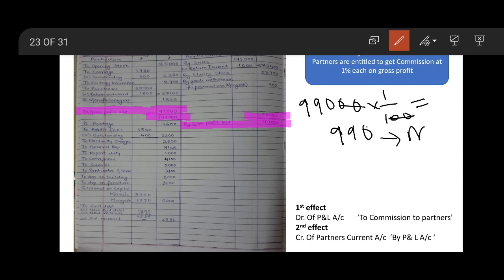As we get gross profit, we were having an adjustment, second adjustment, that partners are entitled to get commission 1% on gross profit. So again calculate the same. Commission on 99,000. 99,000 is our gross profit. So 1% commission means 1 upon 100. How much will get? The zeros cancel. 990 rupees. 990 of Mitesh and 990 of Mangesh.